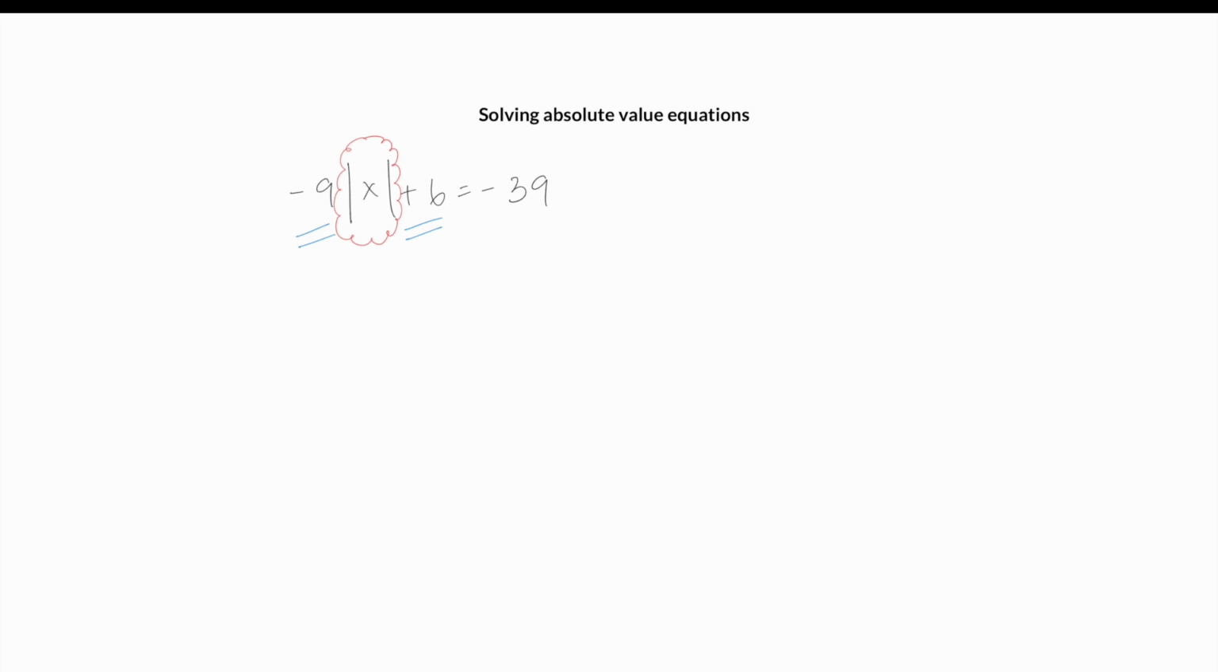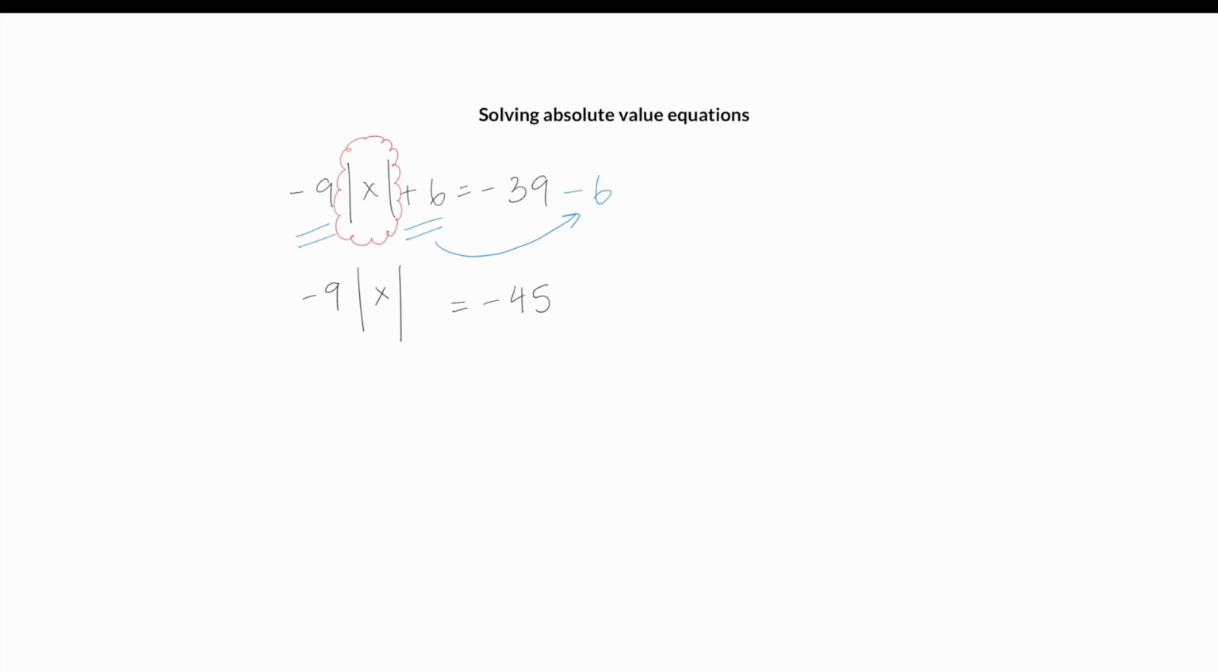So if we see plus 6, that means to move the plus 6, we will be subtracting it from the other side. So -9 absolute value of x. We used to have plus 6, we don't have that anymore. And then on the other side, I have -39 minus 6, which is -45.